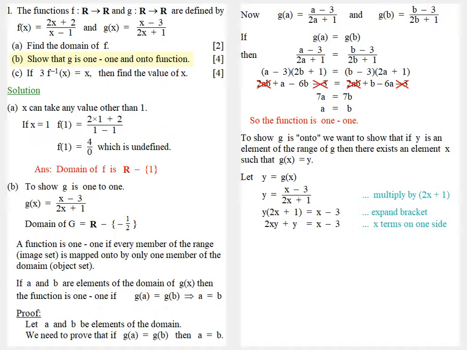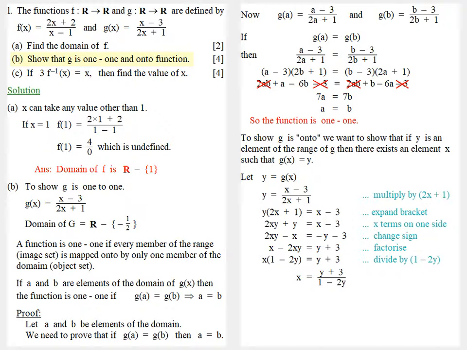Now we want to get all the x terms on one side and all the other terms on the other side. So that gives us 2xy minus x equals minus y minus 3. Well, we can change the sign all the way through and get x minus 2xy equals y plus 3. So if we factorize the left-hand side by taking x out of the brackets, we get x into 1 minus 2y equals y plus 3. Now we can divide by 1 minus 2y, and so we get x equals y plus 3 over 1 minus 2y.